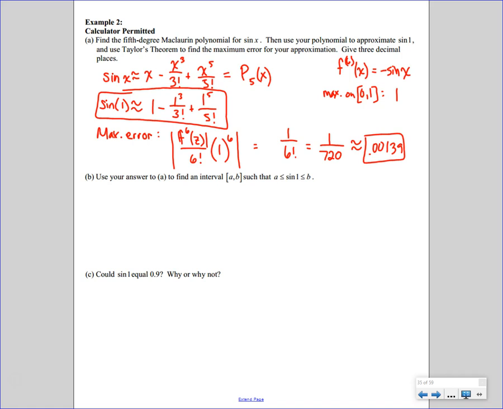Use your answer to find an interval. So what am I going to actually use? 0.001. Sine of 0 is 0. Cosine of 0 is 1. Sine of pi is 0. So sine of 1, wait a minute, I need to get sine of 1 by itself. Isn't this error? How do I set up an expression for error?